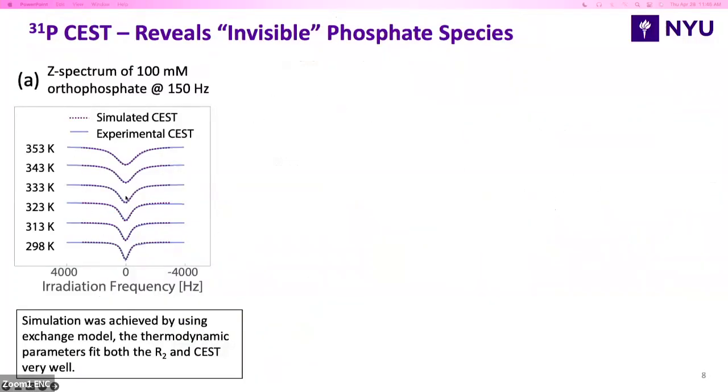And the plot of the detected intensity versus the saturation frequency is called a Z spectrum, and it's centered around the visible phosphorus NMR signal. Here we show both the simulated and the experimental CEST data. The simulation was achieved by using the exchange model. The thermodynamic parameters fit the experimental CEST data very well.